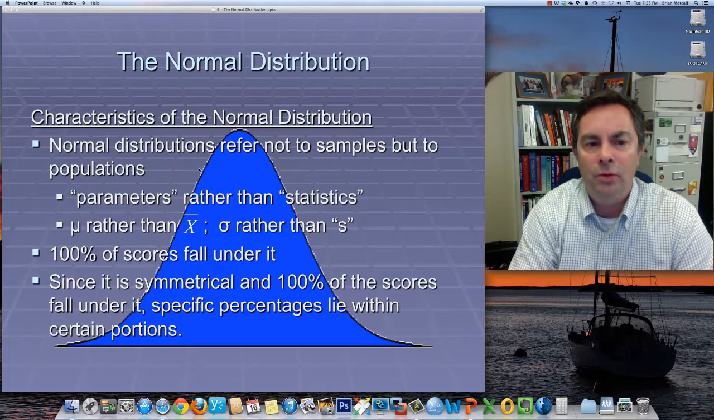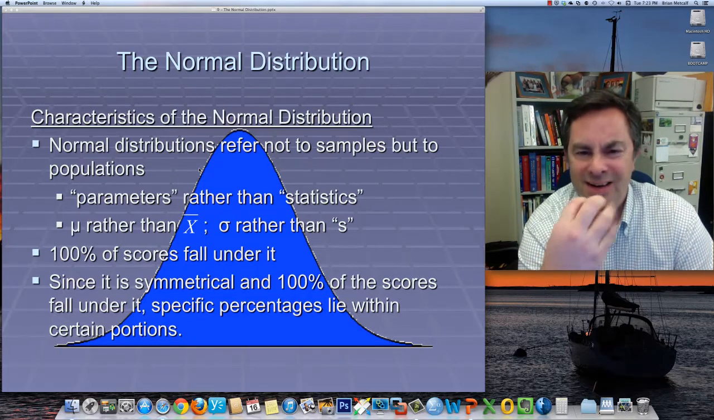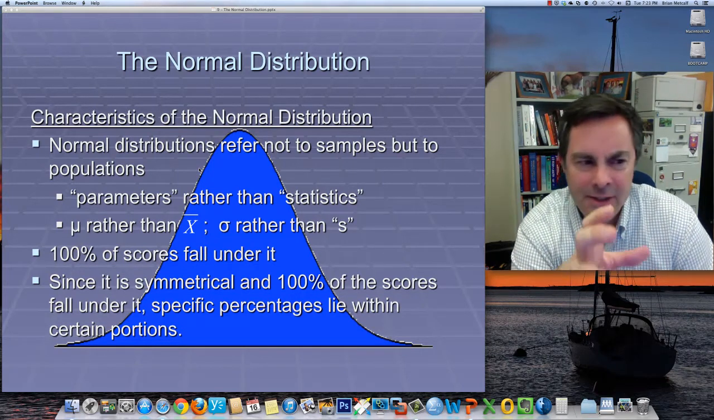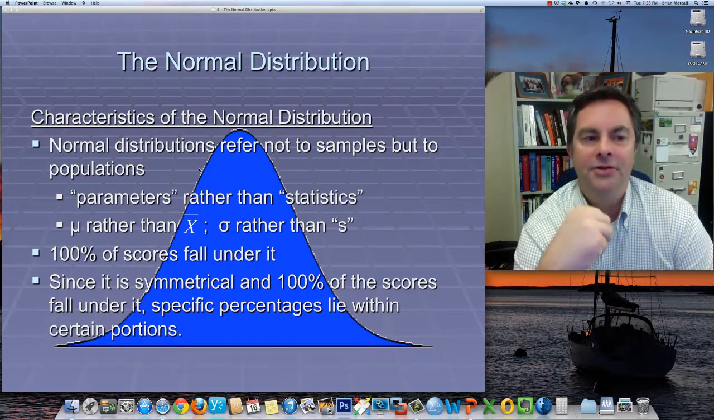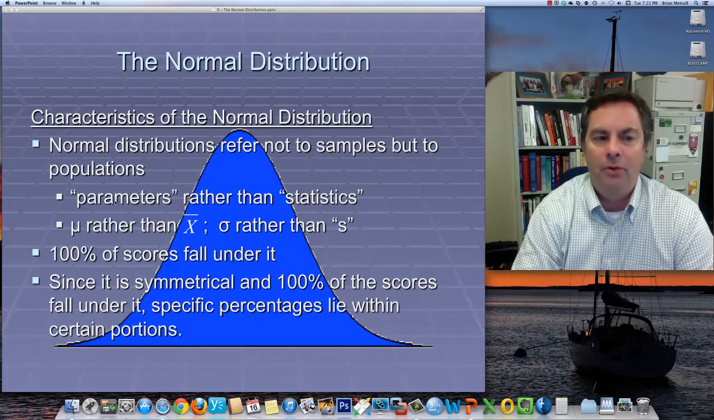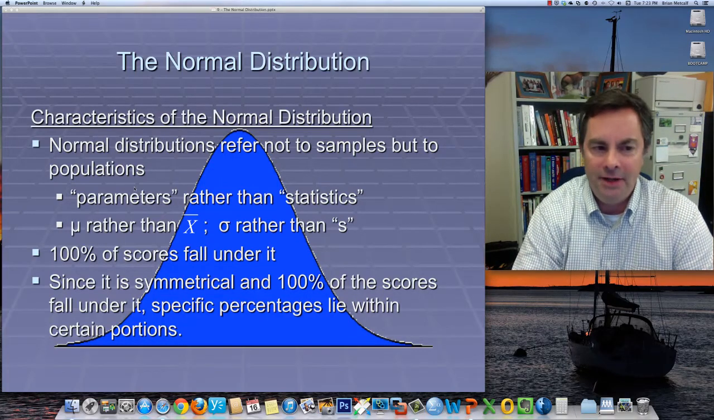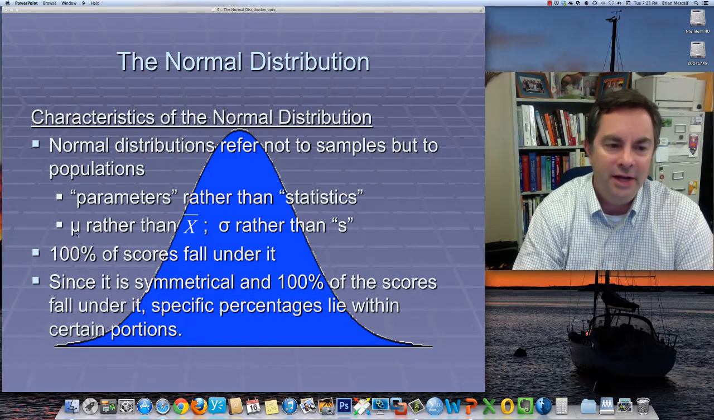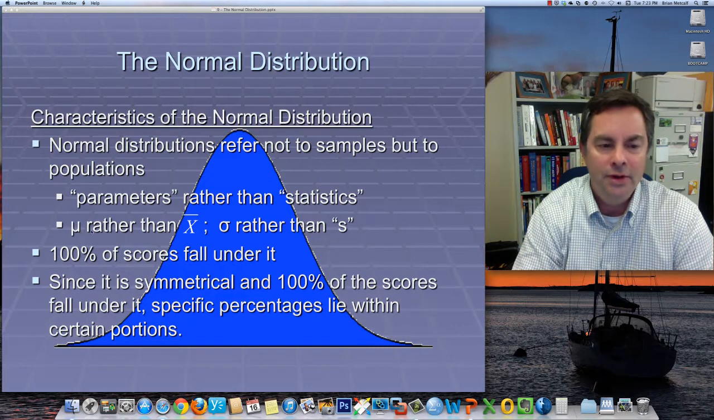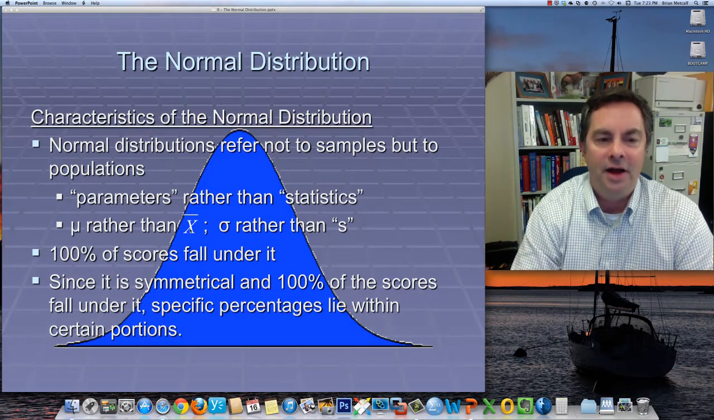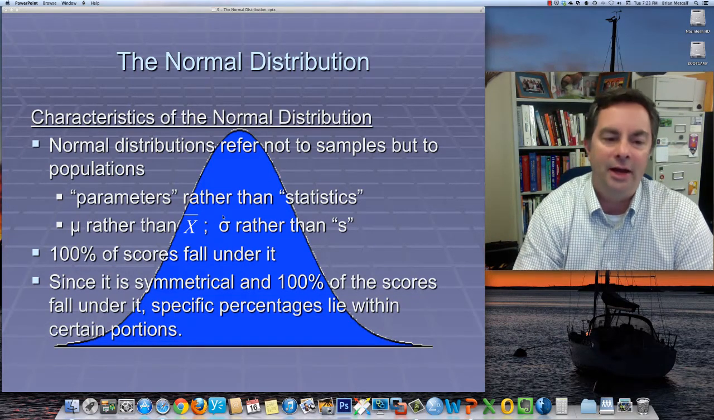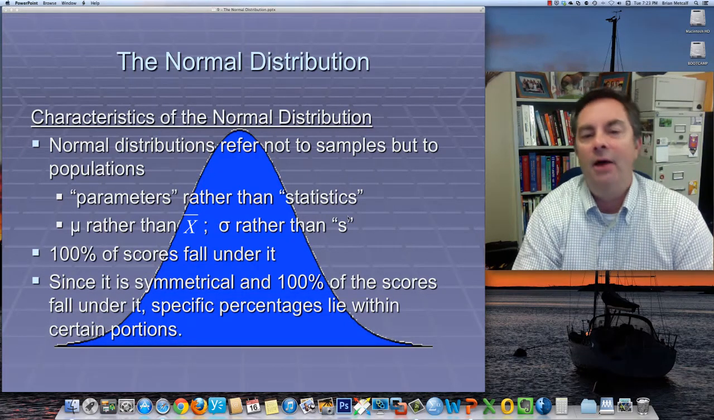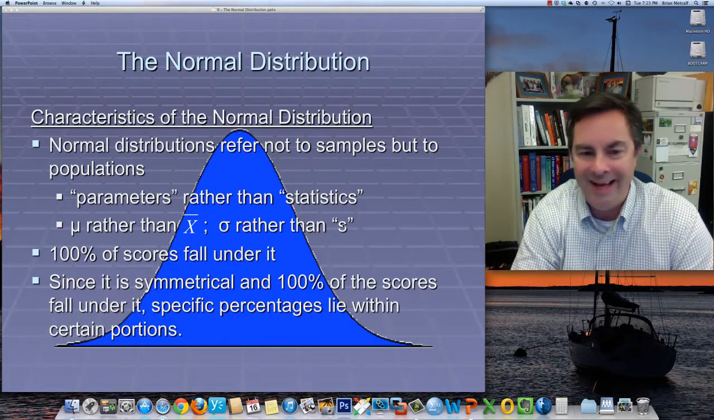As I said a moment ago, normal distributions, as we're referring to them here, refer not so much to samples and itty-bitty numbers of people, but to great big, perhaps theoretical populations, all right? And as we said before, parameters refer to populations and statistics refer to samples. So therefore we use Greek letters for parameters like mu instead of x bar, and we'll use x bar for samples. And we'll use the Greek sigma to refer to the standard deviation for a population. And when it's a sample, we will refer to it as S.